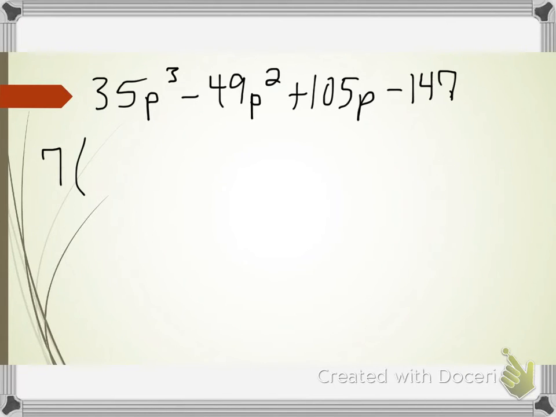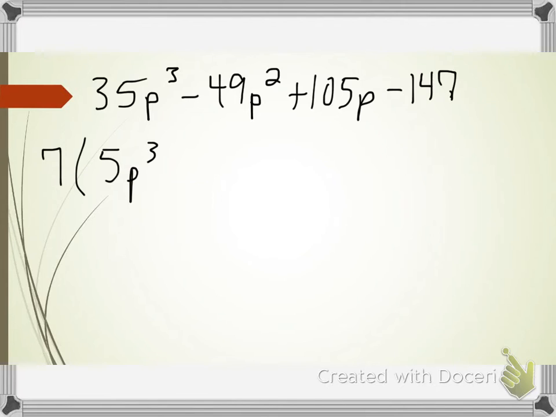7 times what would give me 35p cubed? Just 5? 5p cubed. Everyone okay with that? Am I moving too fast? Yep. Okay, I'm going to slow down. I put the parentheses because I'm factoring out a 7. All 4 of my terms have a GCF of 7. So remember, before you factor anything, always, first and foremost, look for a GCF throughout your whole polynomial. That's what we're doing here. This one does have a GCF throughout the whole polynomial.